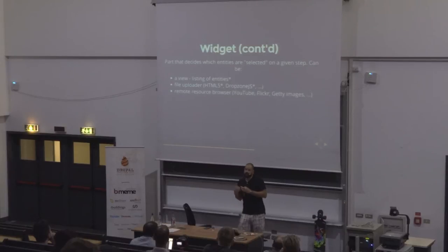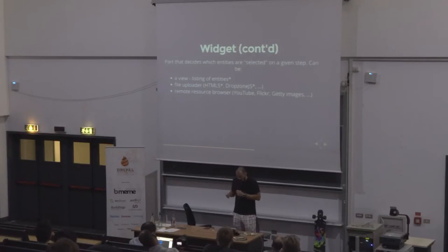You could also create a widget that displays a form that allows you to search a third-party provider, let's say YouTube. You have a search field where you enter a search query, and when you submit it, the widget can do a query to the YouTube API, get results back, and display them for you. You select the videos that you want, and then the widget can create entities out of that. And then you can play with them further.